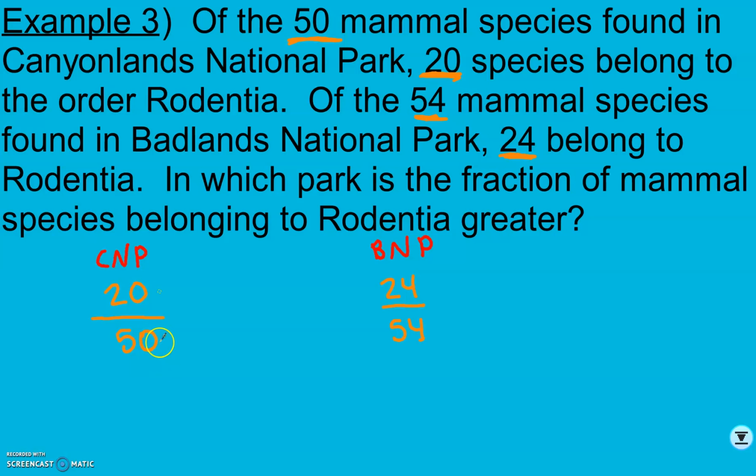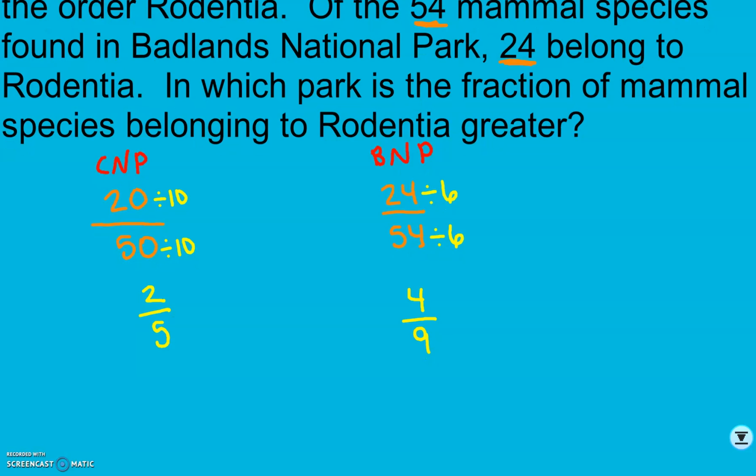So 20 and 50, greatest common factor is 10. So here I have 2 over 5. 24 and 54 have a greatest common factor of 6, which gives me 4 over 9. So as simplified fractions here, we can't necessarily tell. So we need to switch these to decimals.